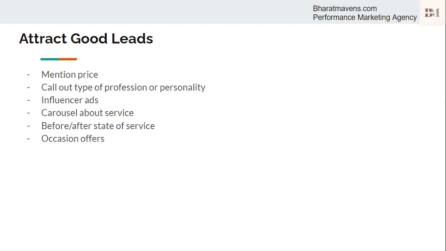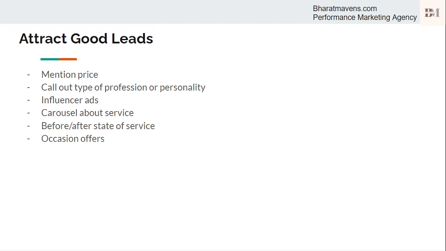Let's get started. Mention the price of the lead. Mention the price of the service. This attracts better leads. Then call out the type of profession or personality you are going after. For example, we were running a product for heart health. Hence, we started calling out people who were a bit old aged and who mostly suffer from issues and uneasiness related to the heart. We started calling them directly in ads and hence attracted better audiences.